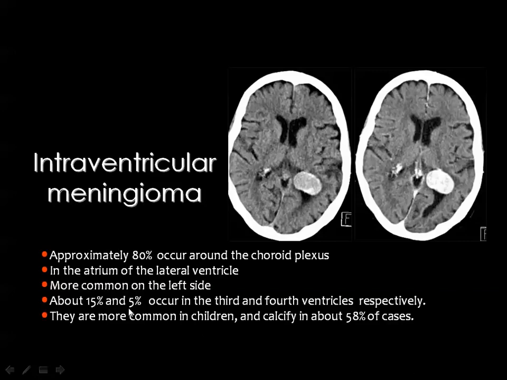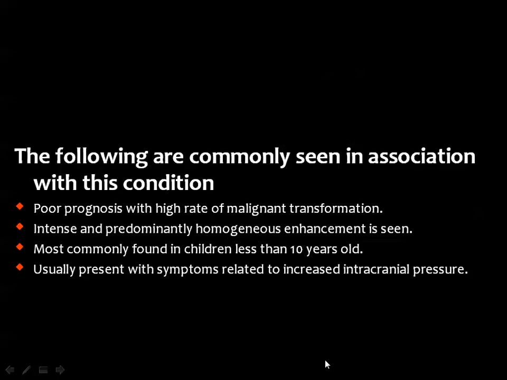And some of the meningiomas may occur in the fourth ventricle, and they are common in children if they have neurofibromatosis type 1. Then what do you think about the tumor? Is it of poor prognosis with high rate of malignant transformation? Right or wrong?